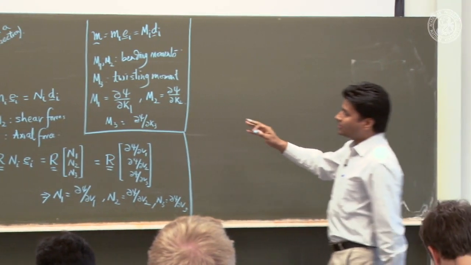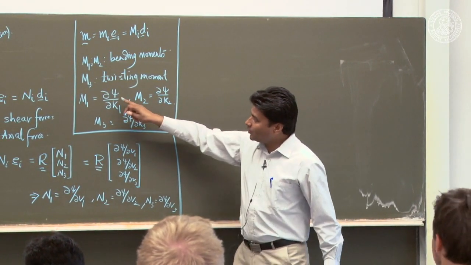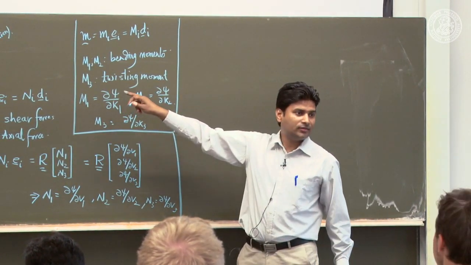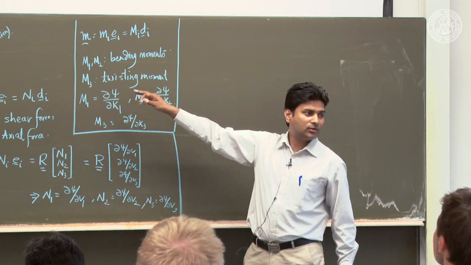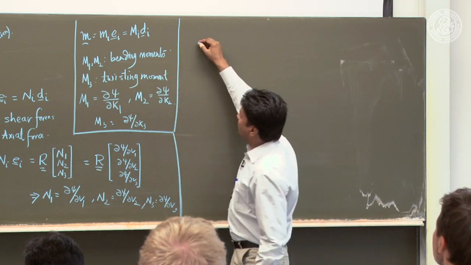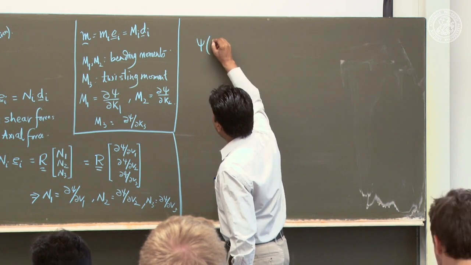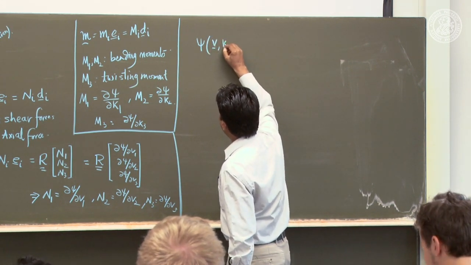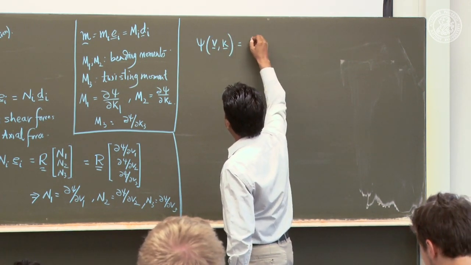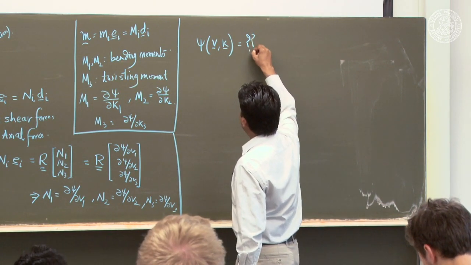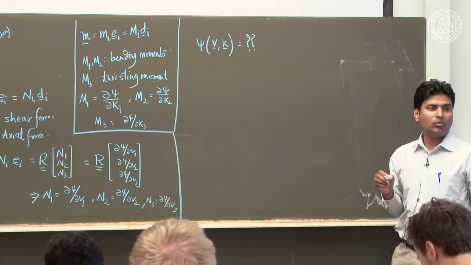Having done this, still I don't know what this psi is. The question is, what's the form of this psi? Psi as a function of v comma k. How does its mathematical form look?